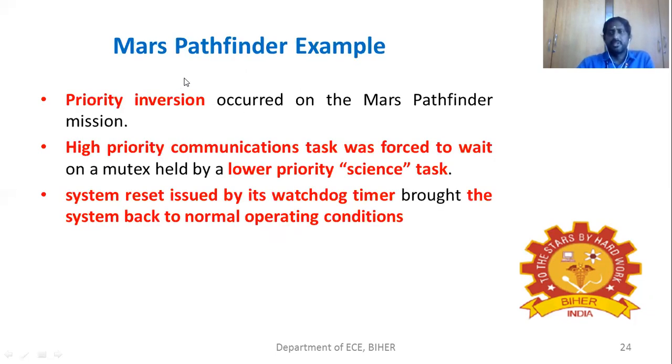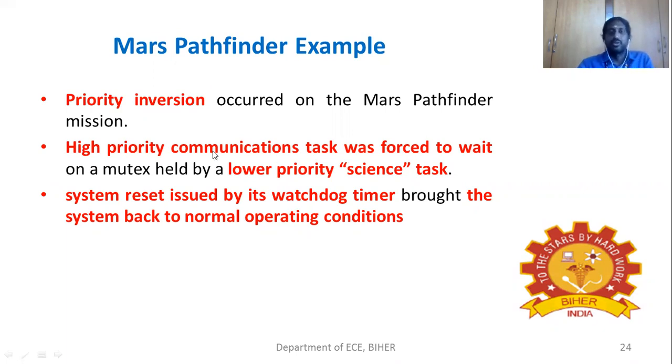Now a practical example: how it is used, and within what limits watchdog timers are used. This is the practical example faced during the Mars Pathfinder project. Priority inversion occurred on the Mars Pathfinder project. It's the greatest mission, the Mars mission. Everyone knows about this. So what was the role of the watchdog timer during this project? A high-priority communication task was forced to wait on a mutex held by a low-priority task. So a low-priority task overcame a high-priority task. Surely it is an issue.